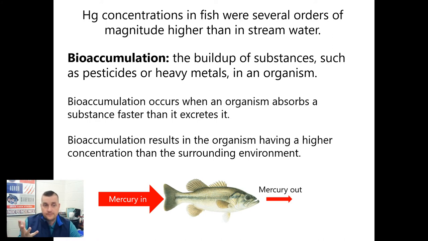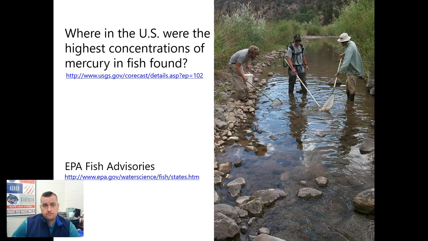So it's this buildup of substances like pesticides or heavy metals like mercury inside of an organism's tissues. And bioaccumulation happens when an organism brings in more of that substance than it can excrete. So you see this diagram down here on the bottom where it shows mercury coming in, and it accumulates faster than the organism is able to get rid of it. We see this mercury level going in, and it just continues to grow inside of that organism.